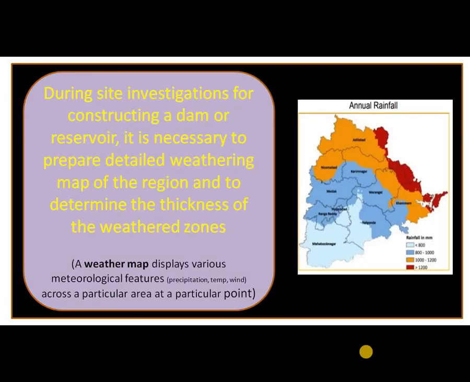During site investigations for constructing a dam or reservoir, a detailed weathering map of the region or of that particular area is to be analyzed as discussed earlier, and the thickness of the weathered zones determined. So this is an example where a weather map is prepared, which includes, of course, precipitation, temperature, wind, rainfall, etc. One is shown here, the rainfall data.